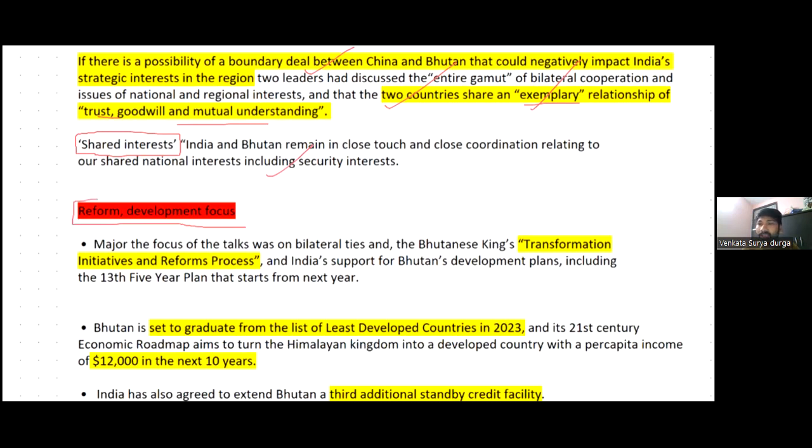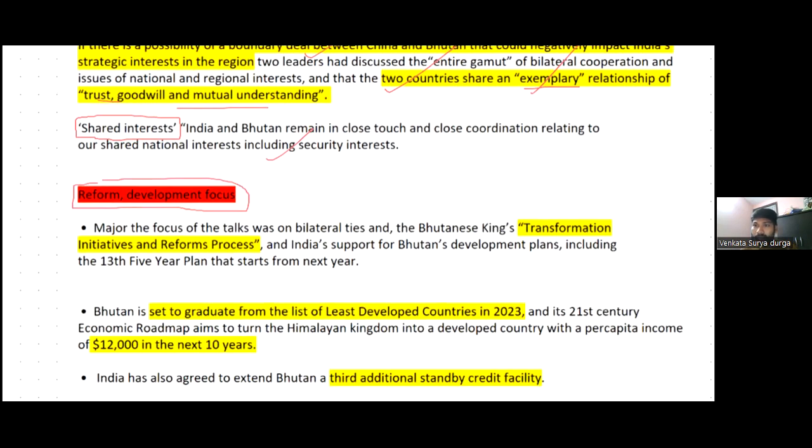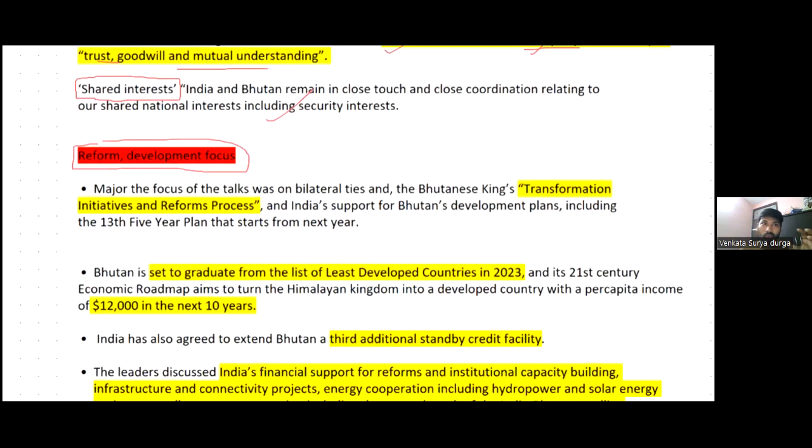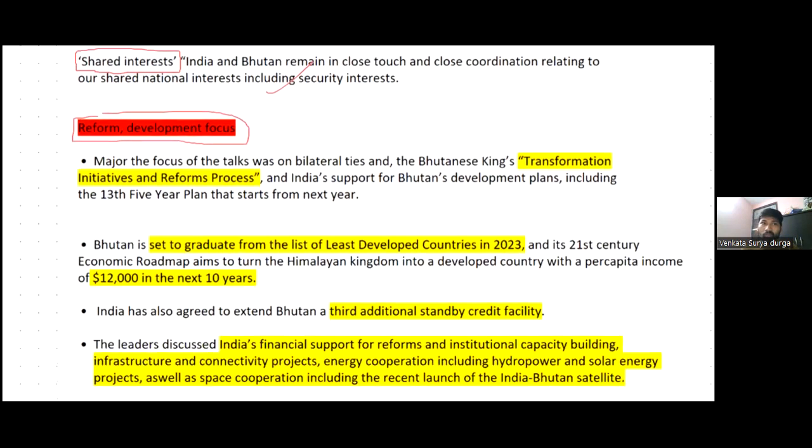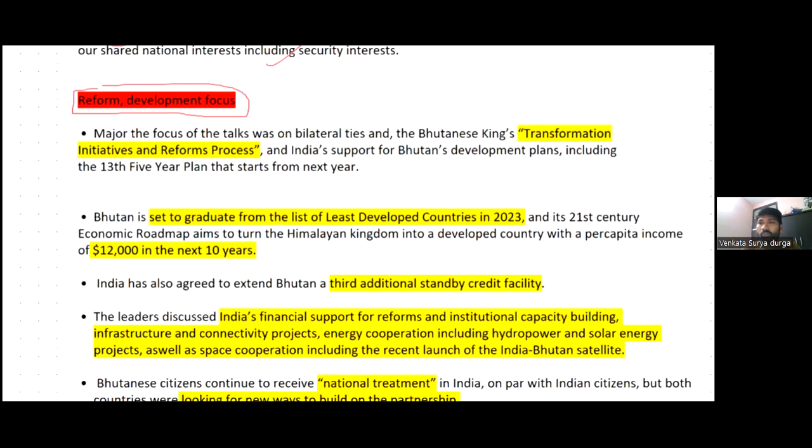Then the reform and development focus. Along with the security concerns and a possible border deal between Bhutan and China, there is also a focus on the reform and development of Bhutan. The major focus of the talks was on the transformation initiatives and reform process undertaken in Bhutan and India's support for Bhutan's developmental plans. Bhutan has developmental plans and India is providing credit assistance to them. This includes the 13th five-year plan that starts from next year, right?